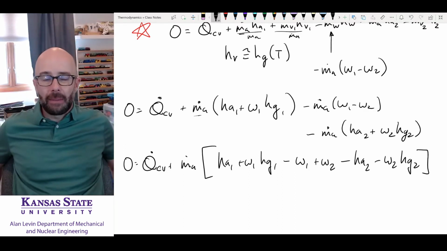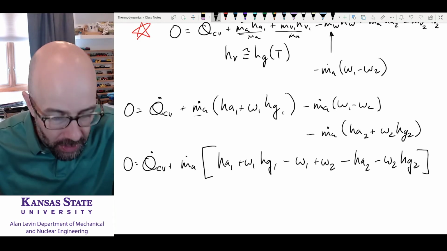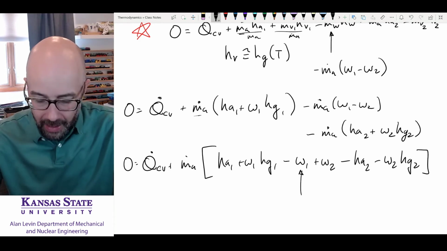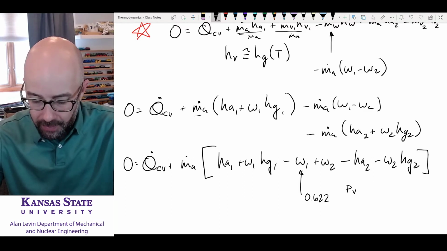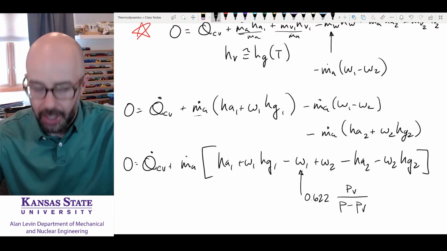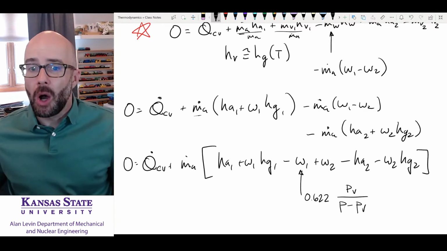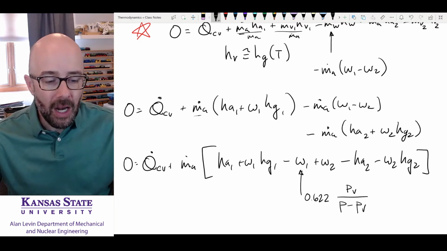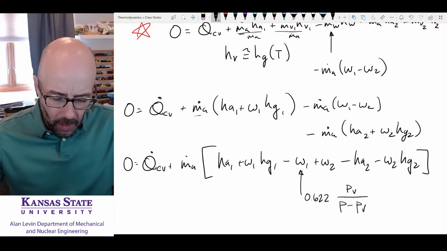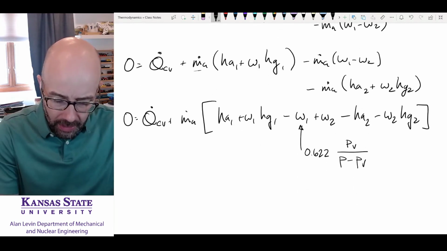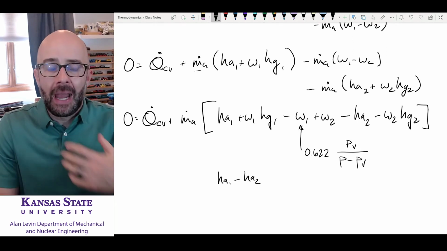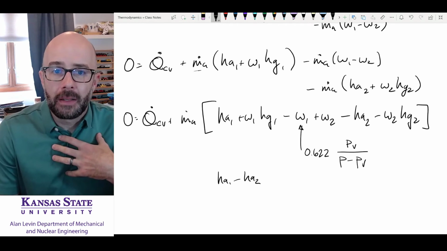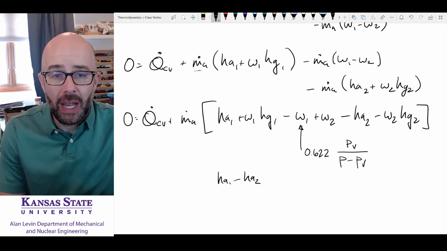Okay, still have to look at all that stuff, still have to calculate omega by using 0.622 times the partial pressure of the water vapor all over the pressure minus the partial pressure of the water vapor. Those are all things I'd have to deal with there. So a lot of work to do here. Now, what I could also do here is write HA1 minus HA2. And if I was using variable specific heats, I'd look it up in table A22.